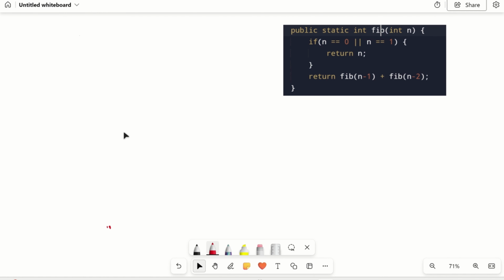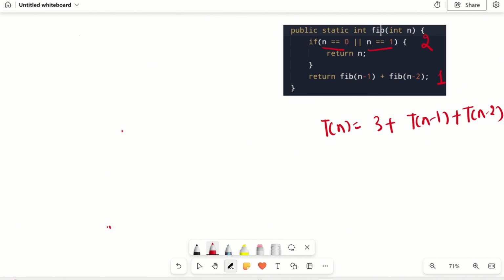Now let's calculate the time complexity of this function. How many operations are actually happening here? There are two comparisons, one is this and another is this, and then you are doing one addition, and along with that you are calling this function for n minus 1 and n minus 2. So Tn is going to be 2 plus 1, 3 basic operations, along with that we are calling this function Tn minus 1 and Tn minus 2. So how to solve this equation?